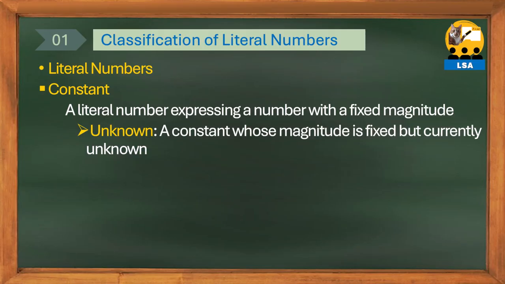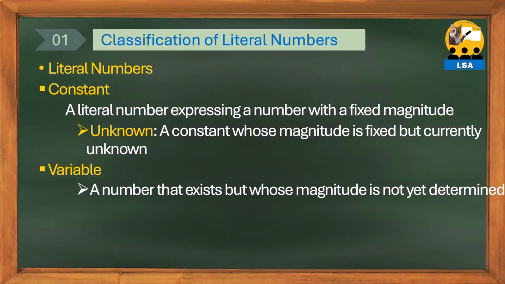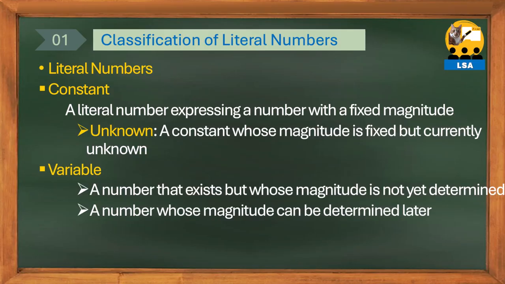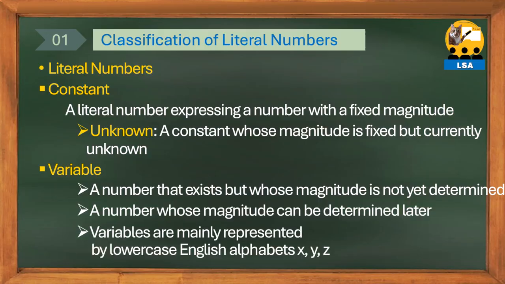Also, there are variables distinguished from unknowns. If a number exists, but its magnitude has not yet been determined, and its magnitude can be determined in various ways later, the literal number expressing such an undetermined number is called a variable, meaning a changing number. By convention, variables are mainly represented by the lowercase alphabets X, Y, Z.